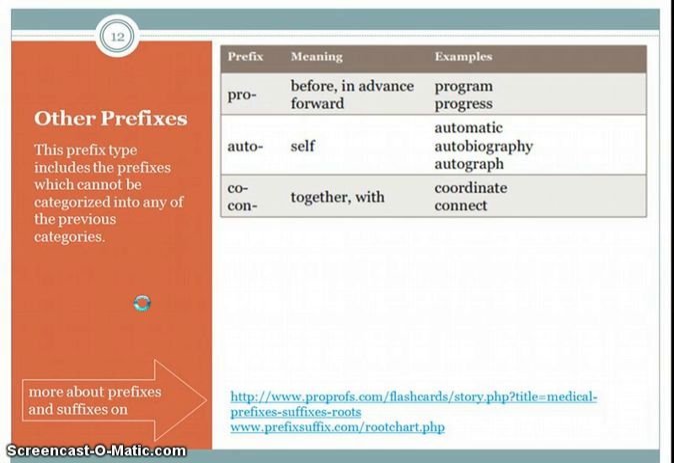And then we have a few others that are not necessarily in a specific category. For example, pro is before. So you all know about promos, that comes before. So we have a program in progress. Auto, which is self. Automatic, autobiography. Co or con is together, to coordinate, to connect. And we put these together with our stems, and again we have new words.